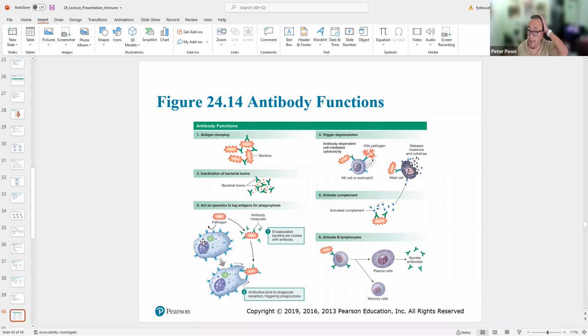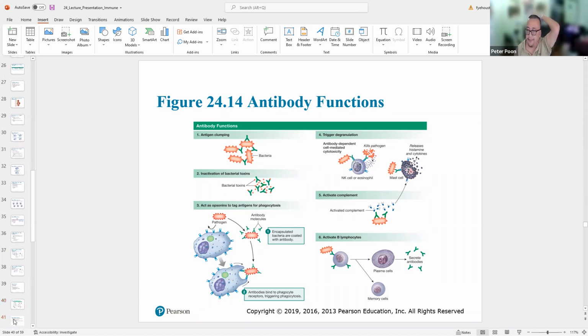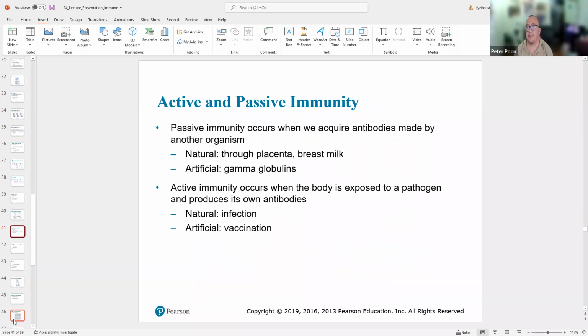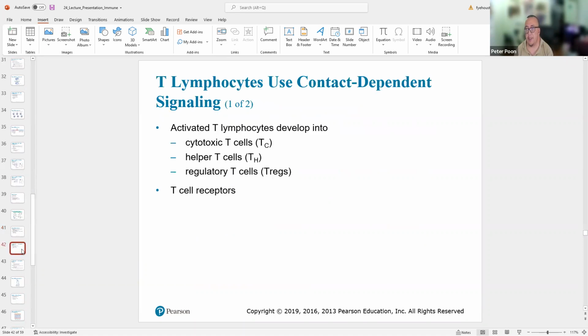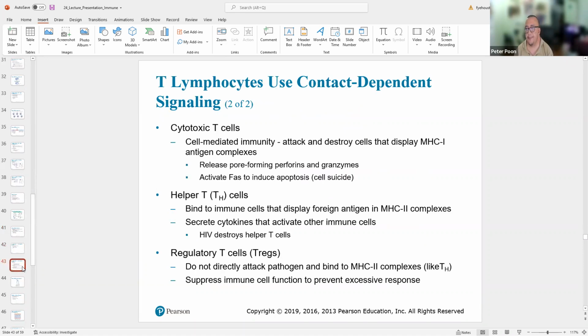All right, antibody functions. So these are all different antibody functions. Make sure you understand these. Make sure you understand the difference between active and passive immunity. You should definitely know what cytotoxic T cells and helper T cells do.